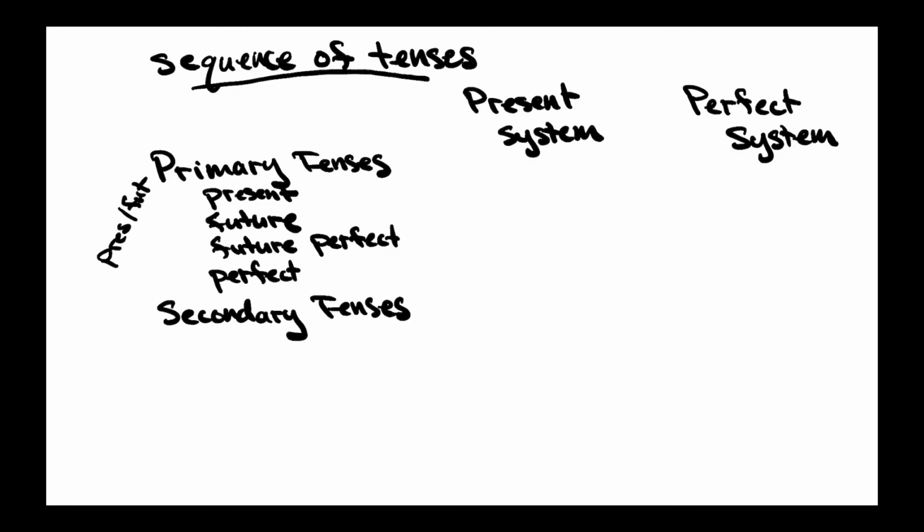Now, the perfect can be a primary tense or a secondary tense. It can be a primary tense if we're talking about it as a completed action now in the present. Okay, it fulfills that requirement of being at least present or future for a primary tense. The secondary tenses then are going to be your past tenses. And that's going to be your imperfect, your perfect, and your pluperfect.